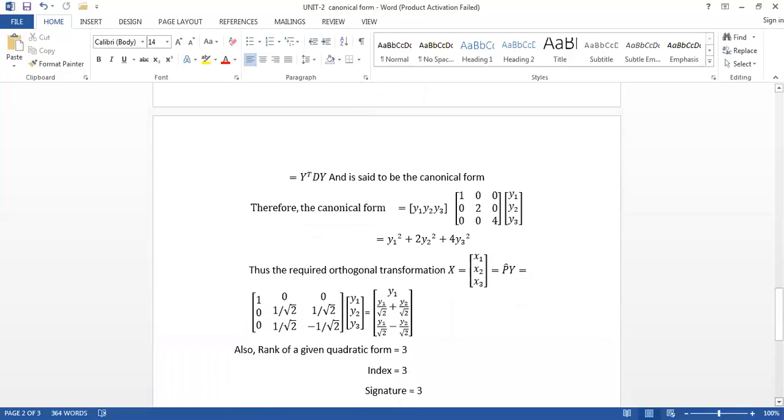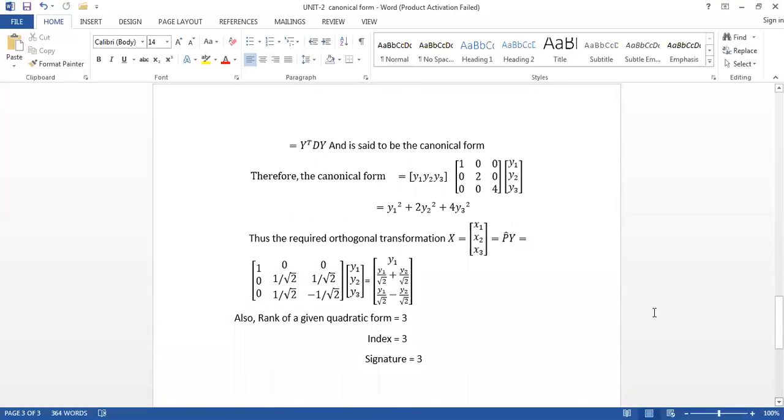So what is the required orthogonal transformation? x equals P cap y, right? We already know the matrix P cap, and write y as (y1, y2, y3), and x is (x1, x2, x3). So this is our required orthogonal transformation.